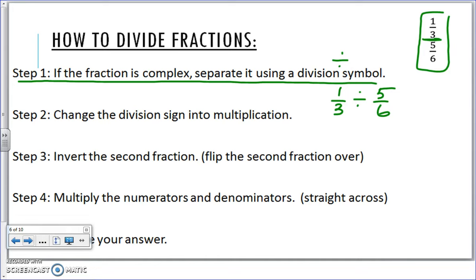Okay, so I've done step one, check. Now it says step two, change the division sign into multiplication. That's interesting. So I'm going to X out that division sign. I'm going to change it to multiply. And then it says invert the second fraction. So change it into multiplication and invert the second fraction.